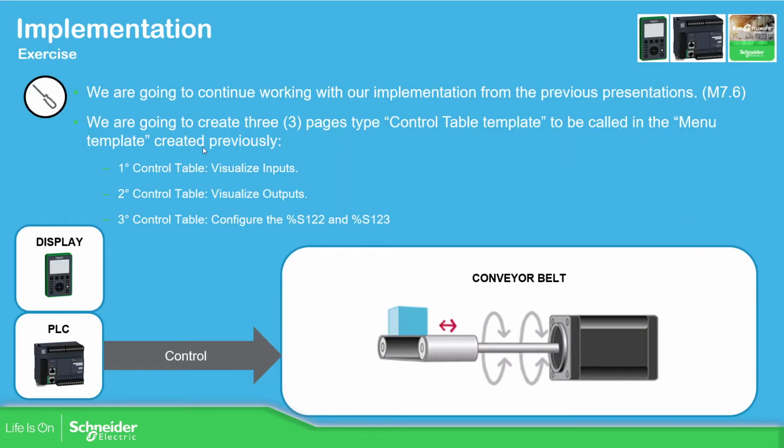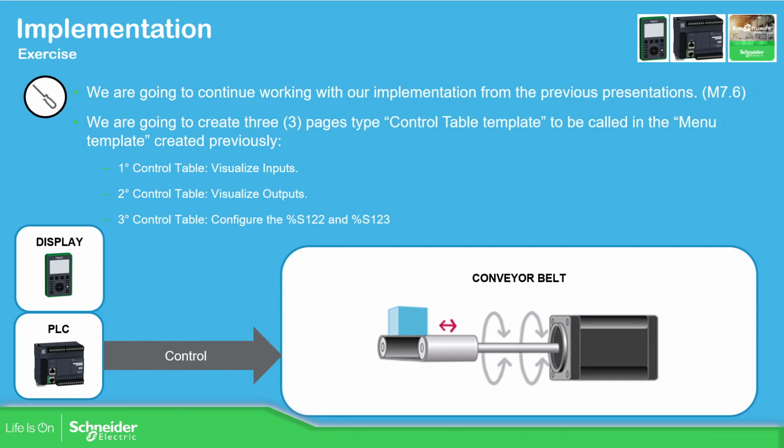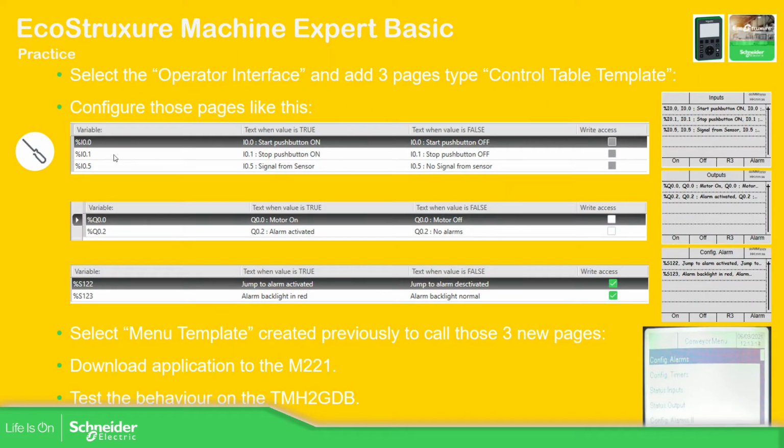Now, what we're going to do is create a control table. In your case, you can create three control tables. In my case, I'm probably going to do only one, to visualize the inputs, the outputs, and the configuration from the alarms that we have already done. The idea of this control table is to visualize the status of the IOs of the PLC to easily identify what is going on. This is the idea, to add three control tables: one for the inputs, another for the outputs, and the third one for the alarms, the same as we have done in the past. So let's go to the application.